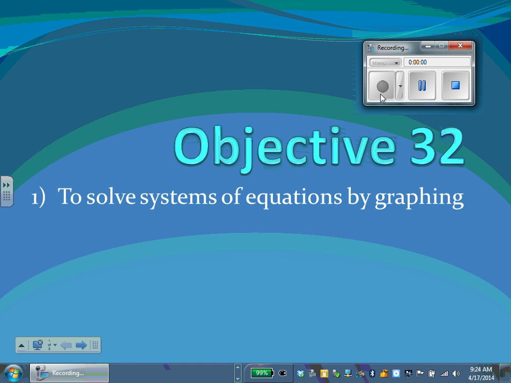This is objective 32. We are going to move on to solving systems by graphing. If you look, everybody sees we were in slope, and now we are moving to systems. So we only have a few left to go. We will probably be in systems for about 4 days, and then I'll be ready for a test.